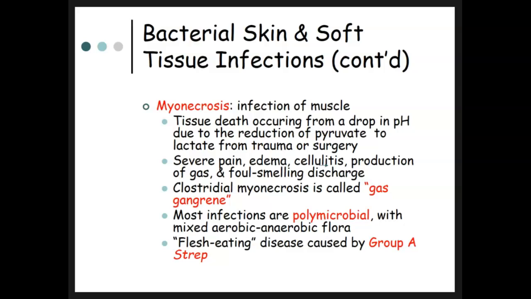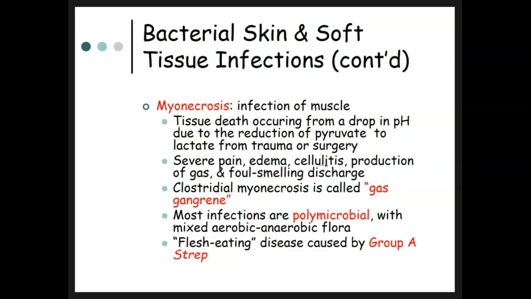Okay, so more infections. Myonecrosis is an infection of the muscle. It's a deep tissue death occurring from a drop in pH due to a reduction. Well, we don't really need to know about that, but it's very painful. There will be swelling, cellulitis, production of gas. Remember, if the physician touches the wound, it could crinkle, like a crunchy sound, because there's gas in there. There will be a foul smelling discharge.